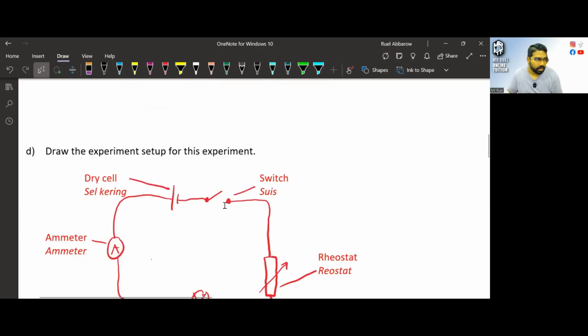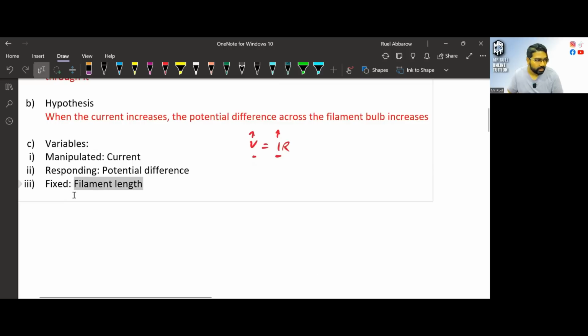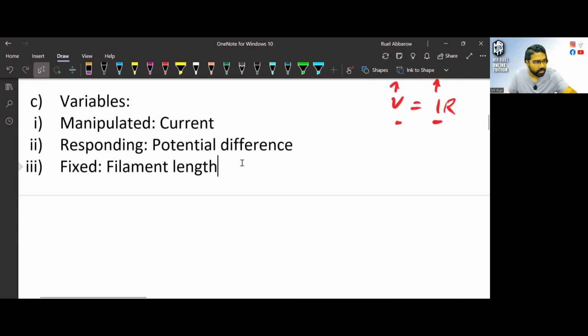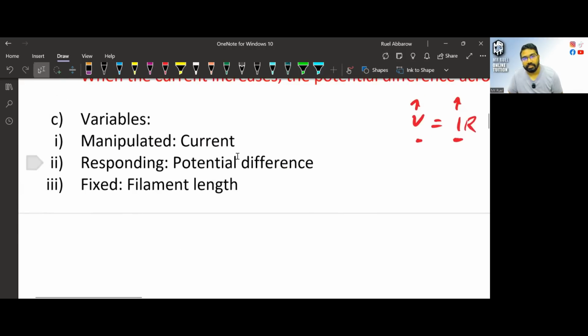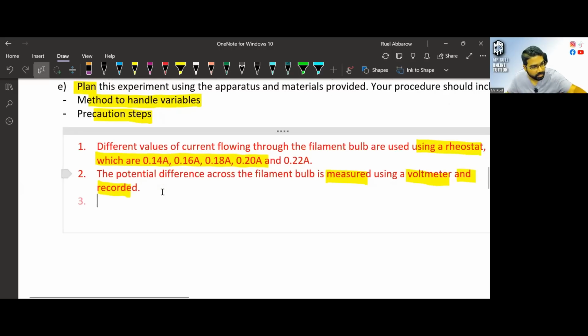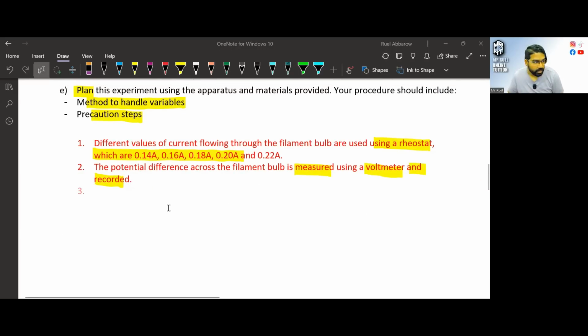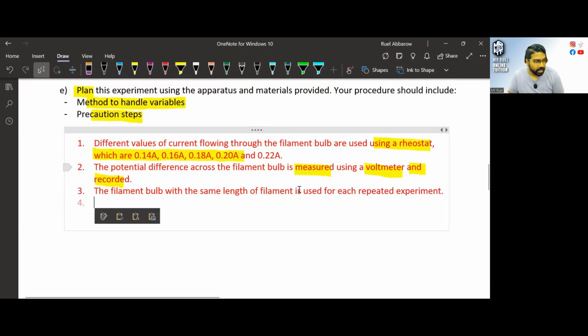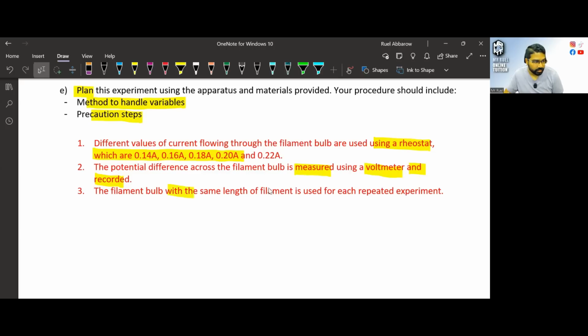What's the third step? Fixed variable. How do you fix the filament length? How do you ensure that the filament length is the same? Okay, pause and try. So step 3 will simply be, the filament bulb with the same length is used for each repeated experiment. The same length of filament. You just state it. That's all. When you are fixing the fixed variable, you state how you do it. That's all.